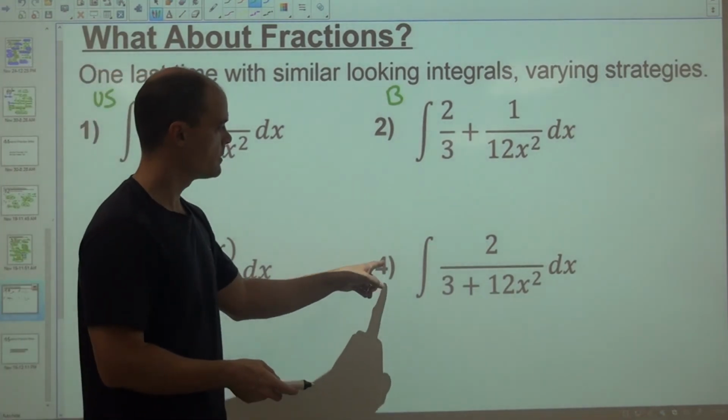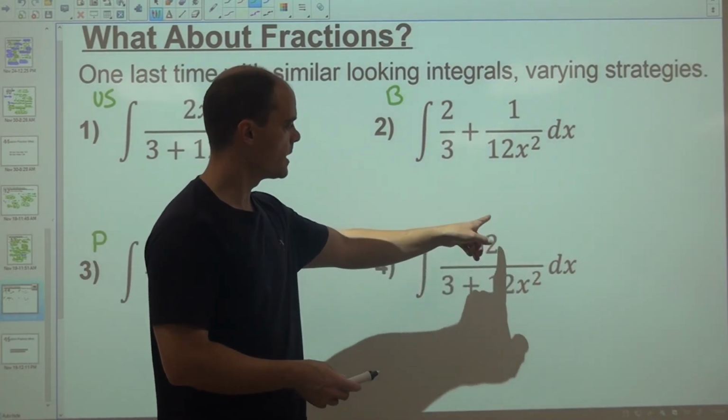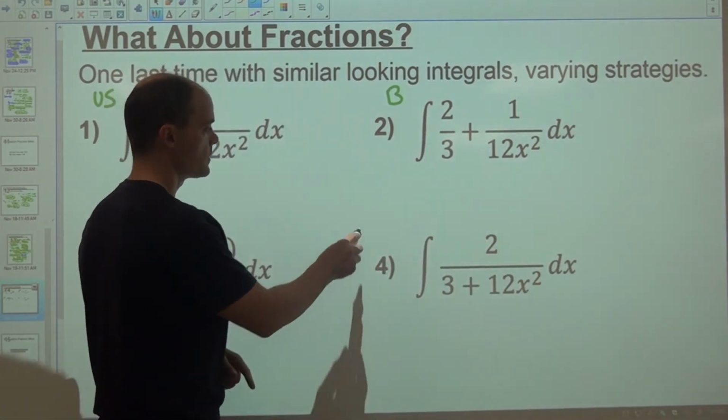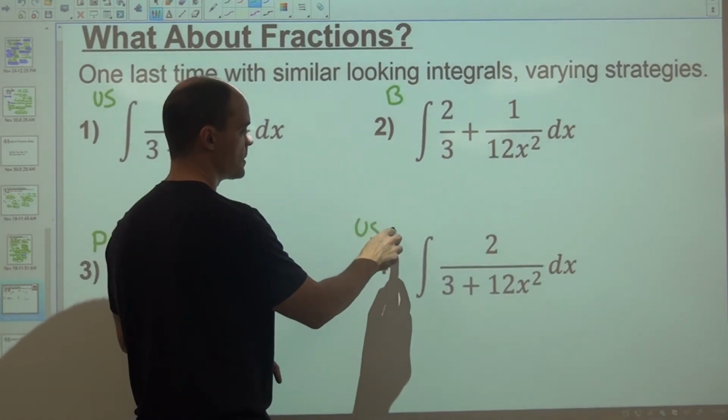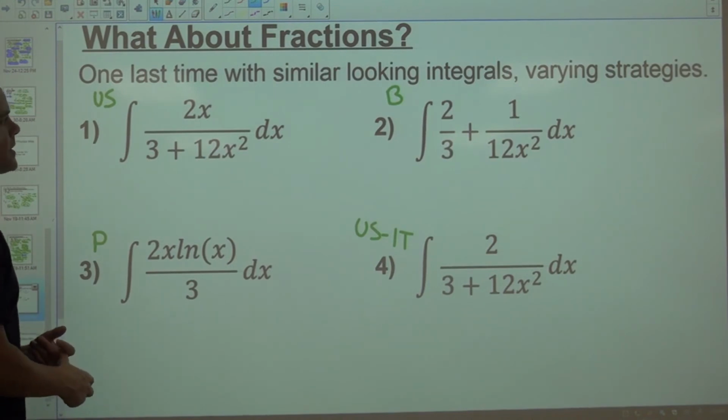And then here I see addition, x squared, and a number. This is an inverse tangent. This is a u sub, but it's an inverse tangent problem. So let's attack these really quick.